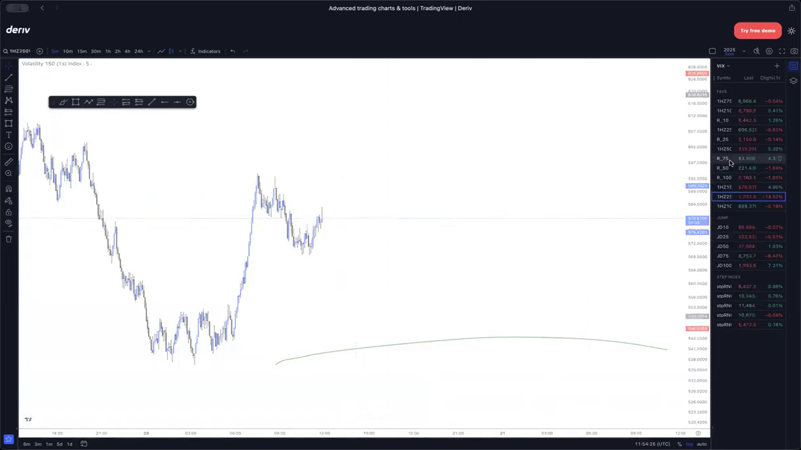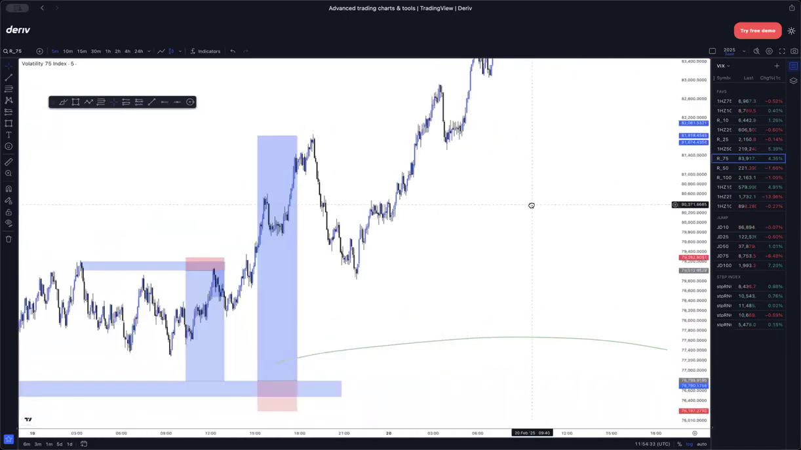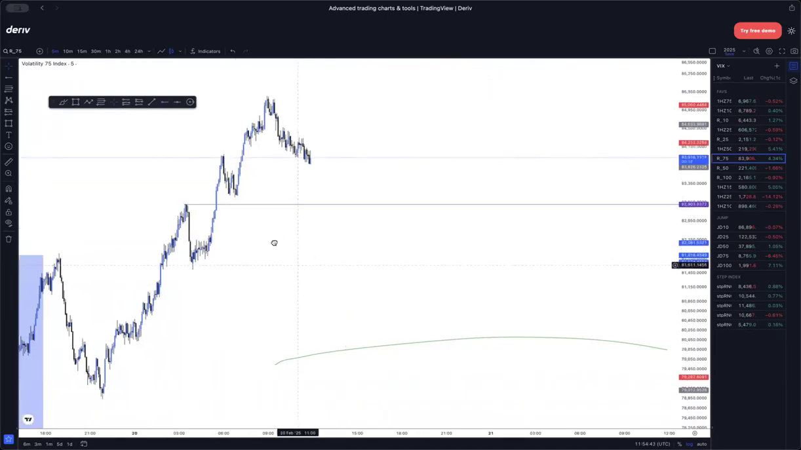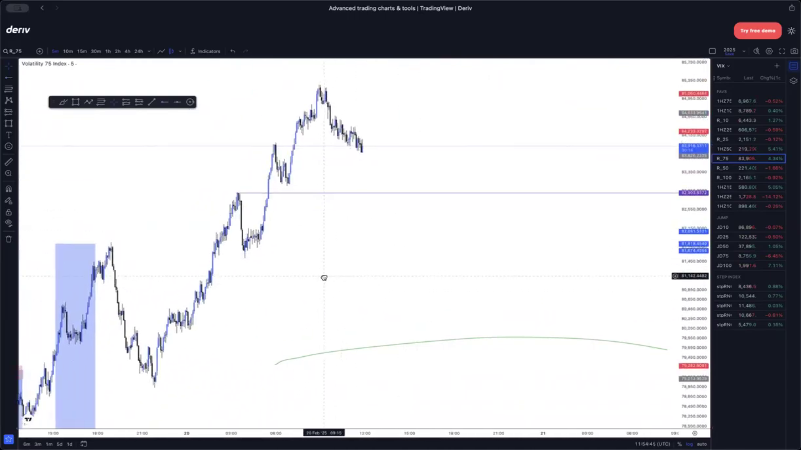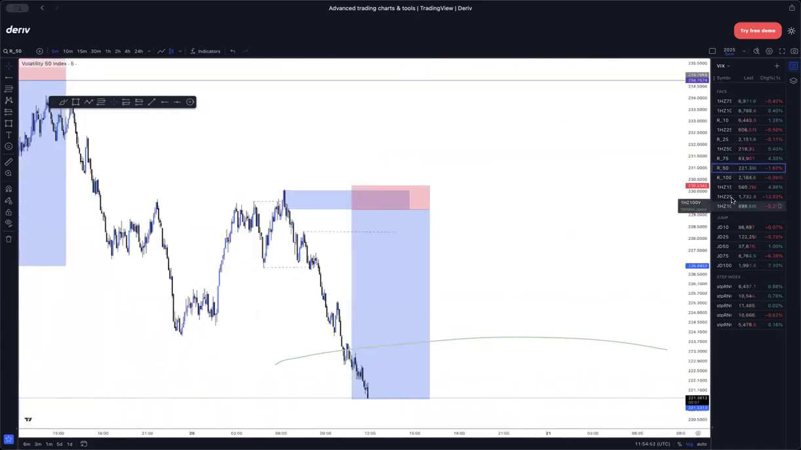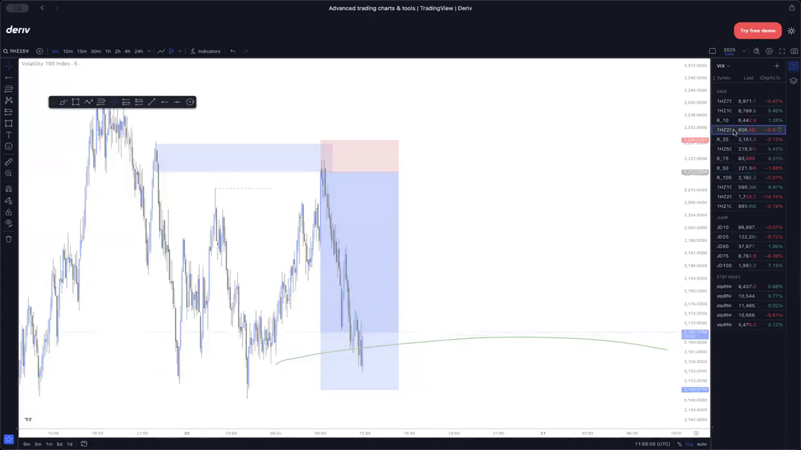So let's check. What's V75 doing? I think I had a setup on V75. Okay, did not expect that. So that's that for that, my people.